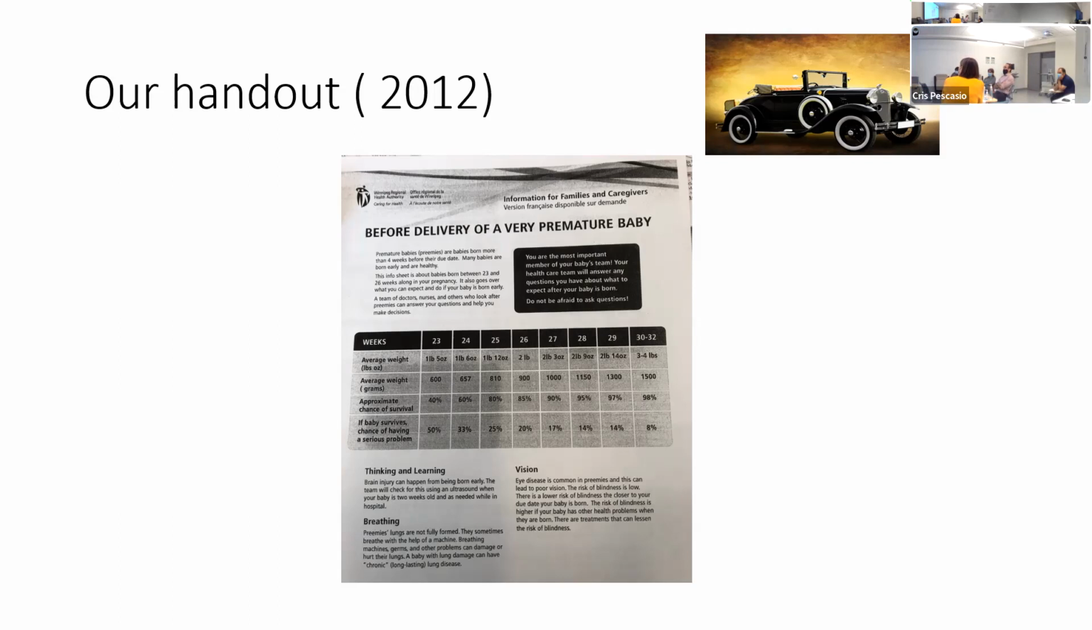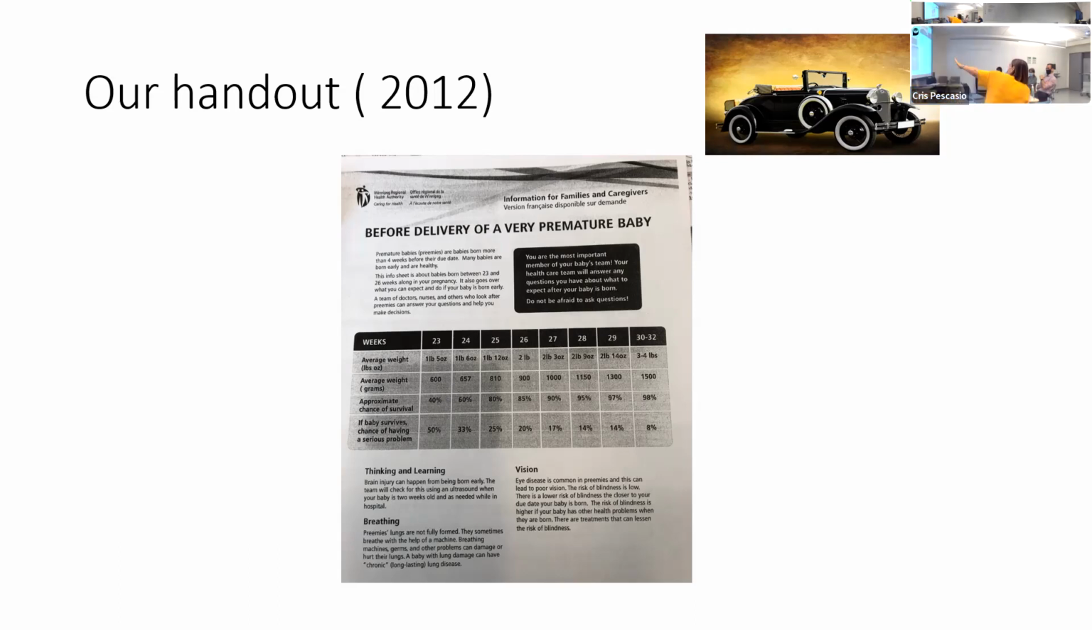So in that pamphlet, we put the average weight and the gestational age, which is something important for parents to know, because sometimes they don't realize how small they are going to be, and you have to tell them in pounds, and you really try to show with your hands what 23 weeks is probably going to be like, this.